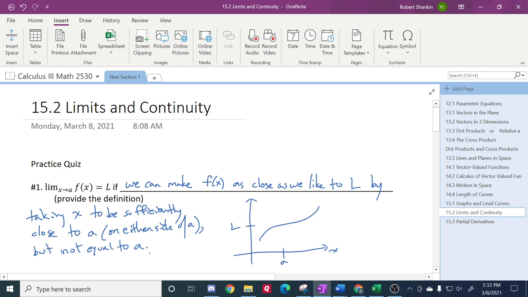You're not allowed to reach your destination. You can have the function be undefined at a and still have a limit there. Like for instance, if there was an open circle right here, the limit could still be L.